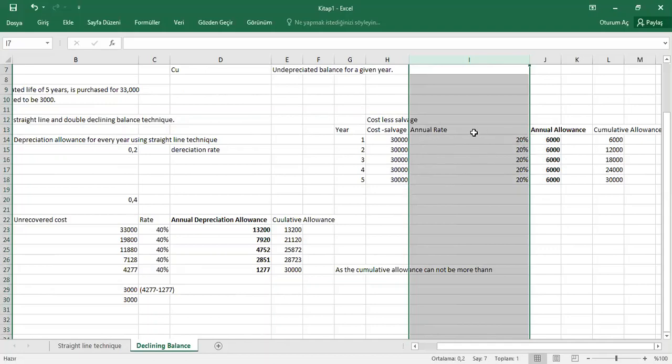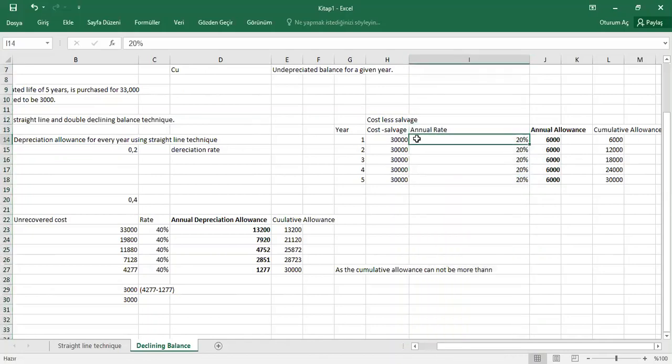The annual rate of that method is 20%. So we are going to get 20% of $30,000 for every year. This is the annual allowance in dollars, $6,000. And this shows me the cumulative allowance. At the end of the first year, I will have $6,000. At the end of the second year, I will have $6,000 more, so I should add this to be able to find the cumulative allowance.